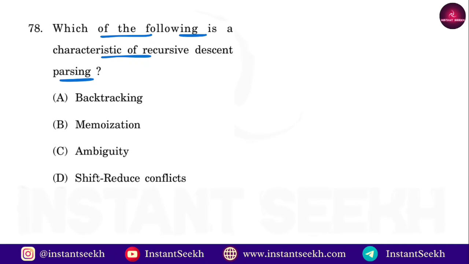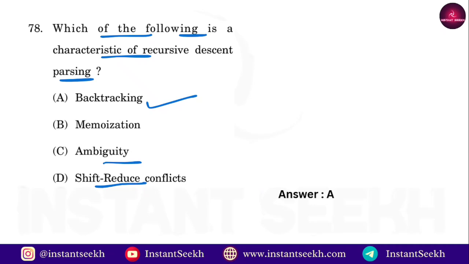Now shift-reduce conflicts, we know it usually belongs to what? Bottom up parsing. Okay, not descent parsing. Ambiguity is not a proper grammar, it is not a parsing behavior. Okay, parser behavior, right? Next we have what? Backtracking, right? And memoization. So your right answer is answer A, that is backtracking.